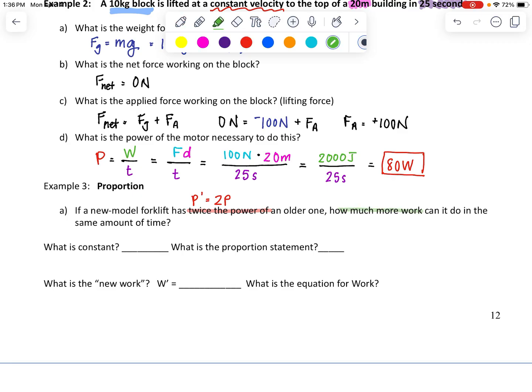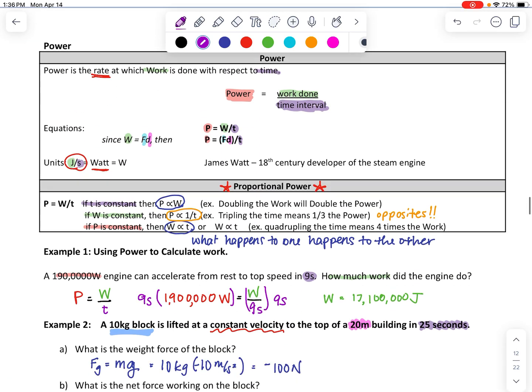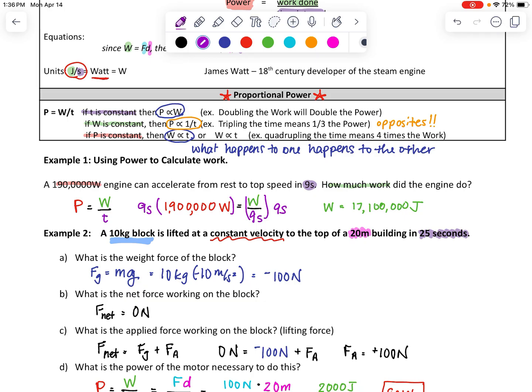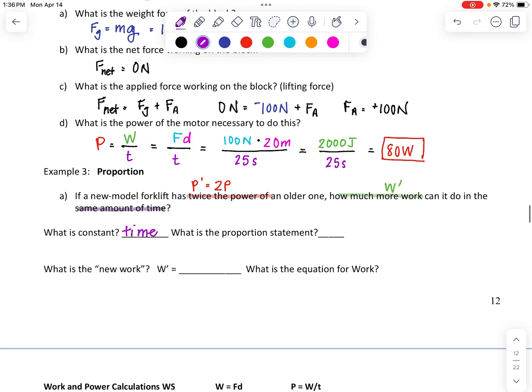So that's what we're looking for. We're looking for W prime, can it do in the same amount of time? That's purple, same amount of time. So what is constant? Our constant is time. What's the proportion statement? Let's look it up. Scroll up. If T is constant, then P is proportional to W. So let's go back. P is proportional to W.